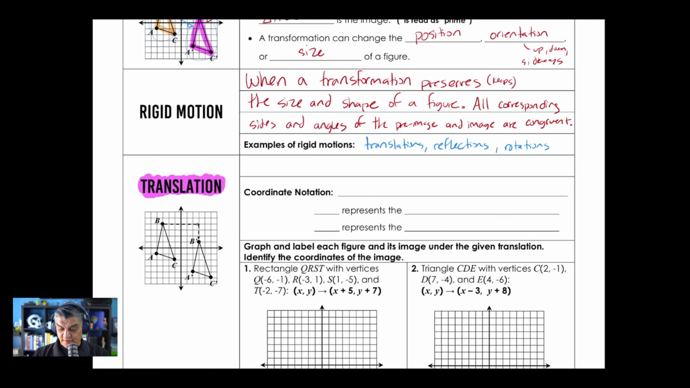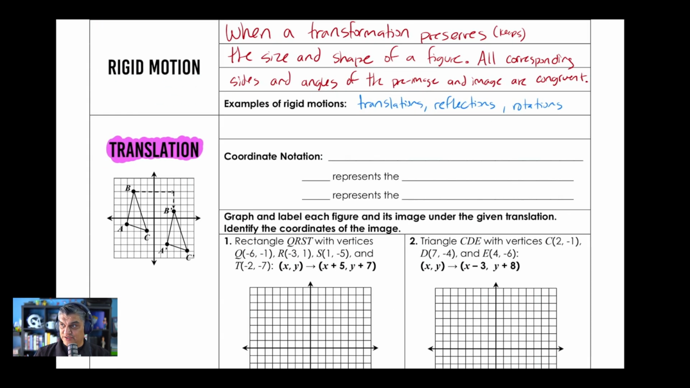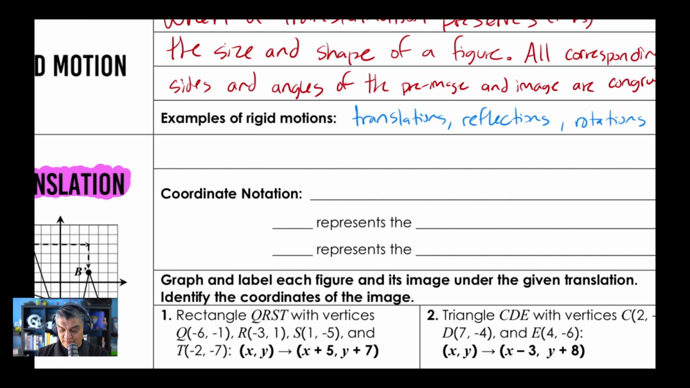Alrighty. So what is a translation? That's when someone speaks a certain language, mister, and then you translate it to another language. Okay, that is what a translation is, but that's not what a translation is here.